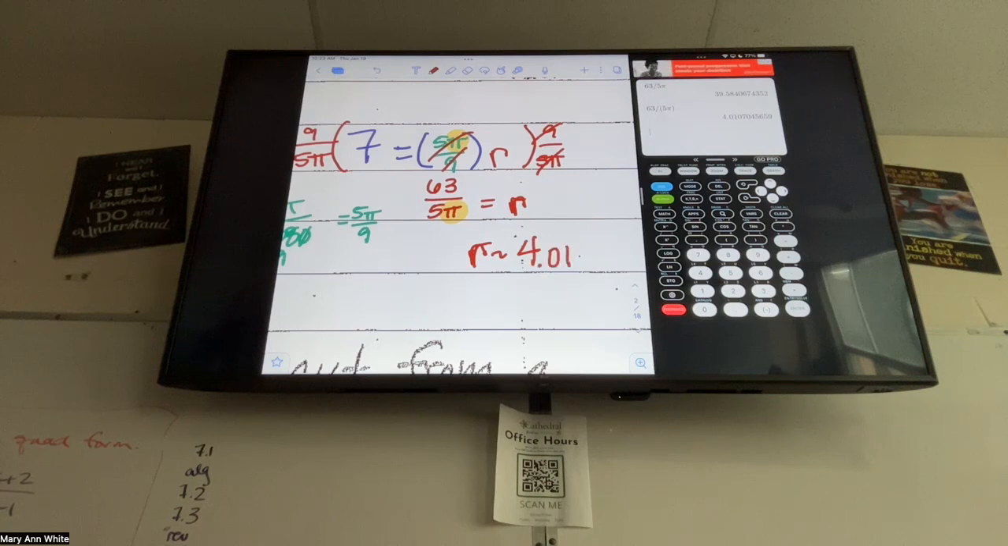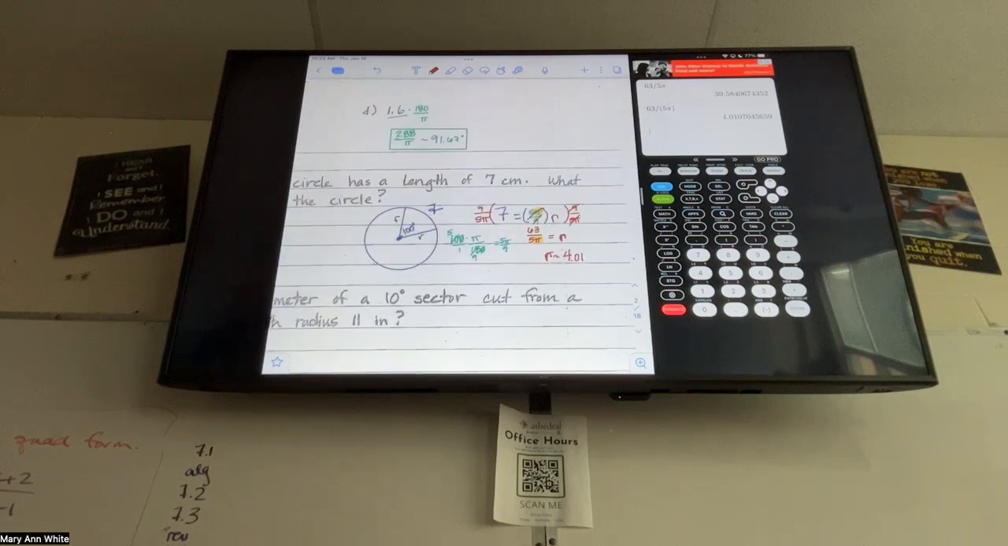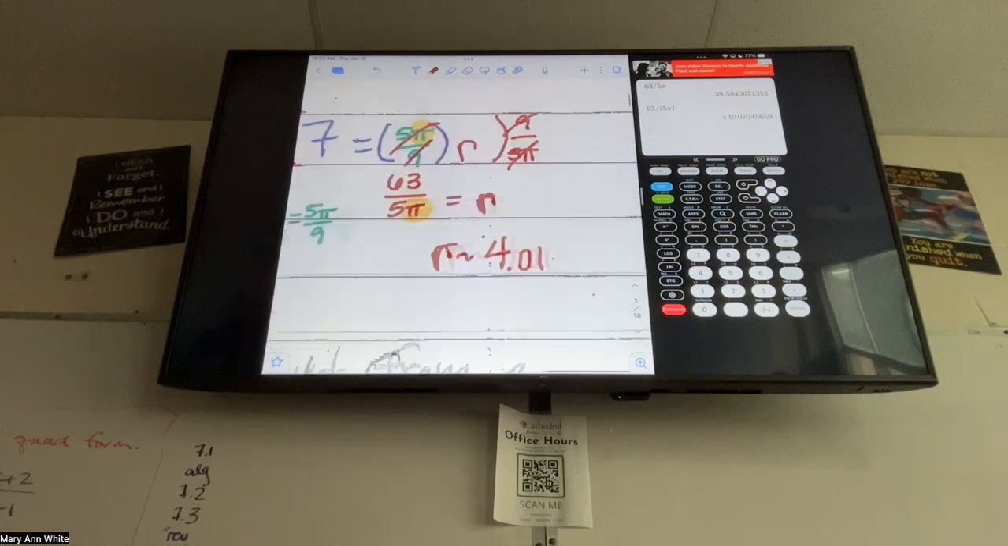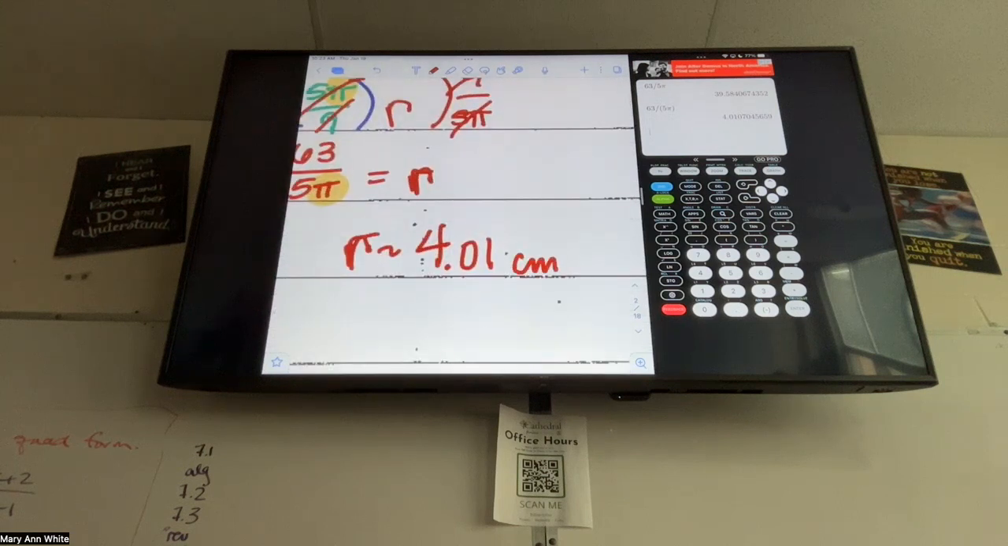So use the variable R, and if you don't like the R, you can use an X. I do not care, but it's about 4.01, and I think my units are in centimeters. So my radius is 4.01 centimeters.